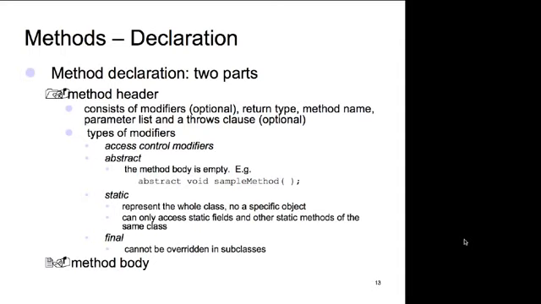We looked at static, we looked at final, we have abstract. So the method body is empty. So abstract void sample method. It's kind of like a prototype in C or C++, but it isn't. It's a little different in concept. I'll talk about abstract later on.